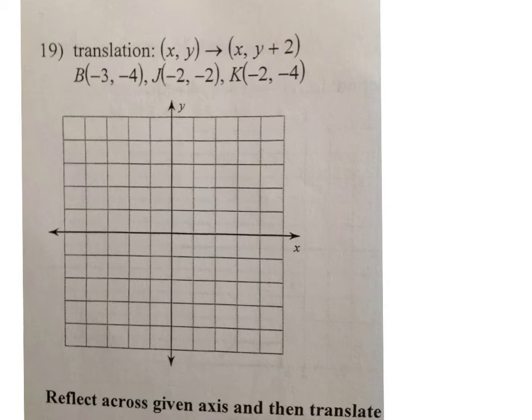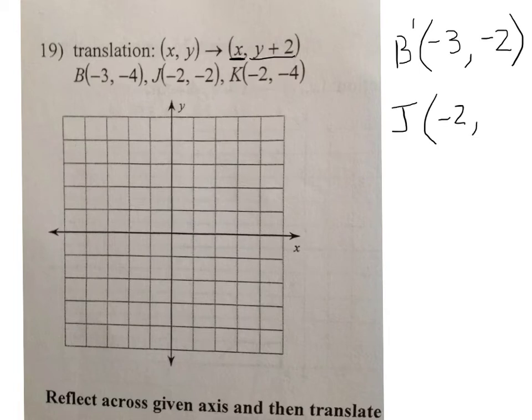What if they just give me the ordered pairs here? In this case, they're saying the x value stays the same and the y value goes up by 2. I could graph these points if I wanted to, or I could just simply do this. For my new B value, it says x stays the same, and add 2 to my y. For my J, x stays the same, add 2 to my y. X stays the same, add 2 to my y.